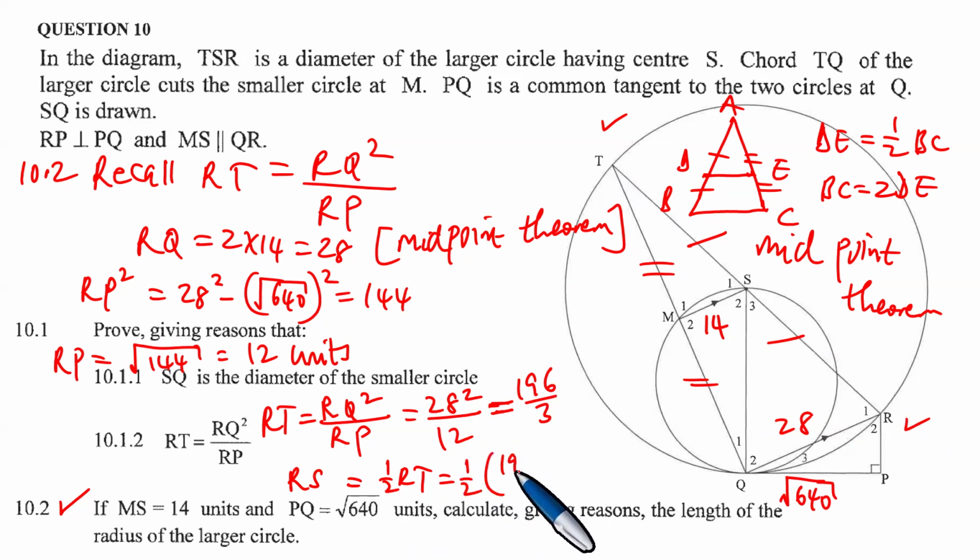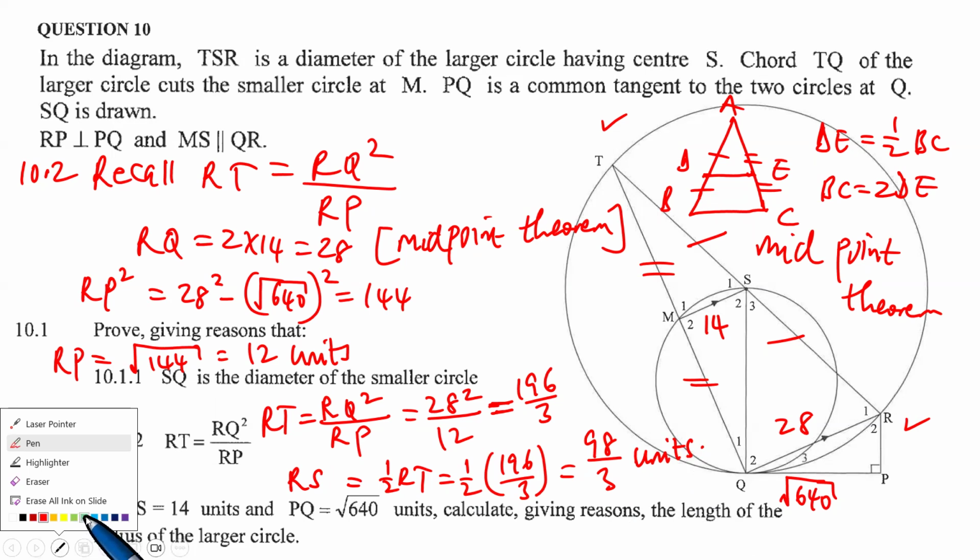Half of 196 over 3 is exactly 98 over 3. This is the answer, because if you divide 196 by 2, you get 98. So the radius is 98 over 3 units. That is the answer.